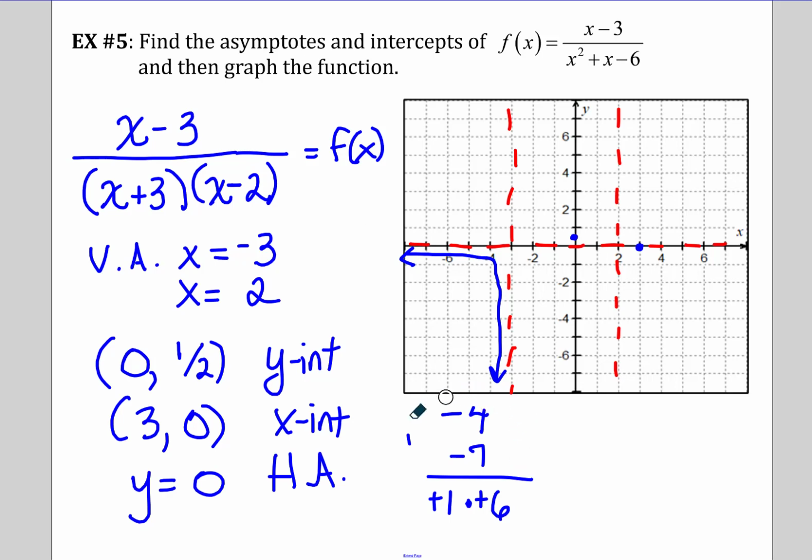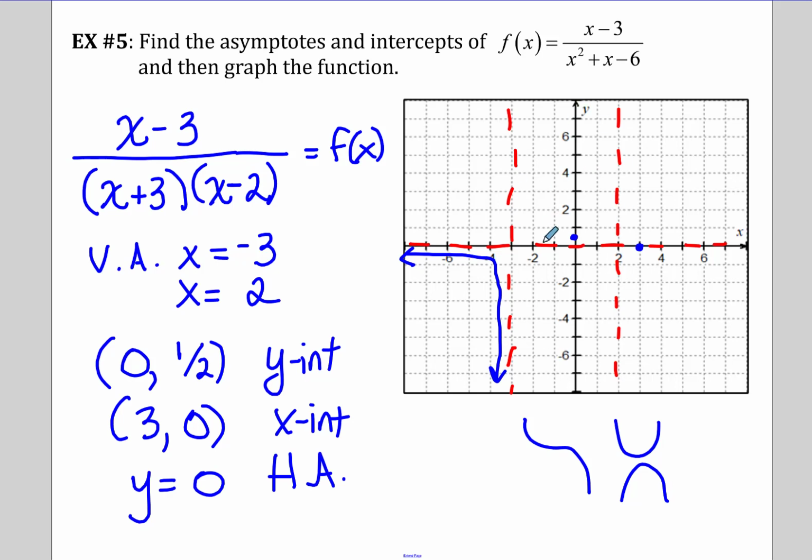So we've kind of figured out that everything in that section of the graph has to be below the x-axis because all the values were negative. And then what happens in here? You see how my y-intercept is right there? Without looking at a calculator, I'm either going to have something like that, or something like that in this section.